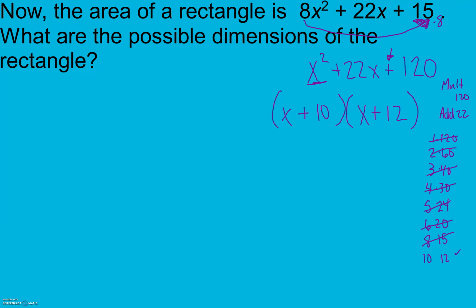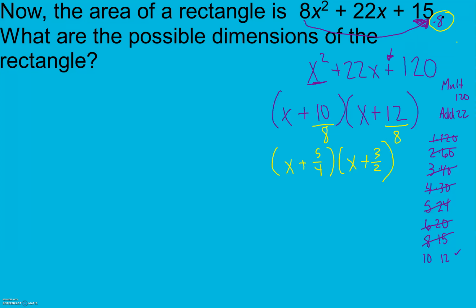Now, remember that we have to undo our swing. So, instead of doing multiplication by 8, we are now going to divide by 8. We have to undo the things that we did to change our expression. Reduce our fractions if we can. 10 divided by 8 is 5 over 4. And 12 divided by 8 is 3 over 2.